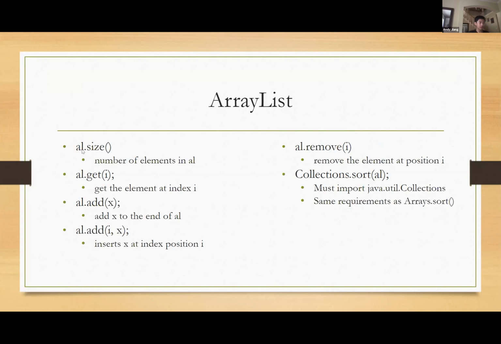Let's say the name of my ArrayList is AL. So AL.size gives the size of it. Get is like accessing an element. Add by itself, if I have just one number in here, means I'm adding to the end of the array list. If I want to add somewhere in between, I would have to specify the index first and then the element that I'm trying to add.